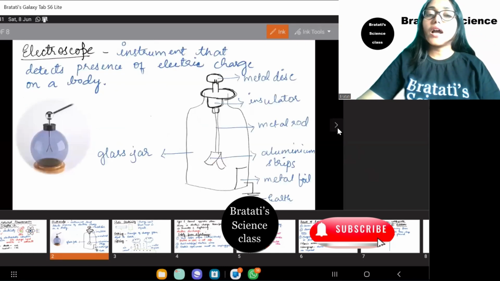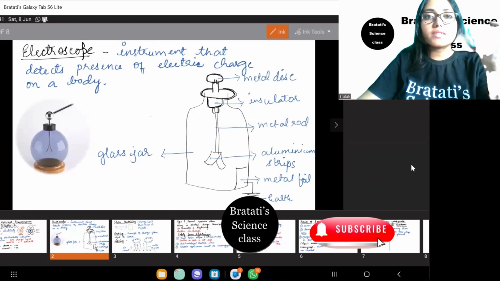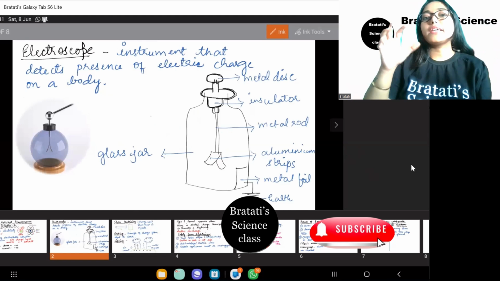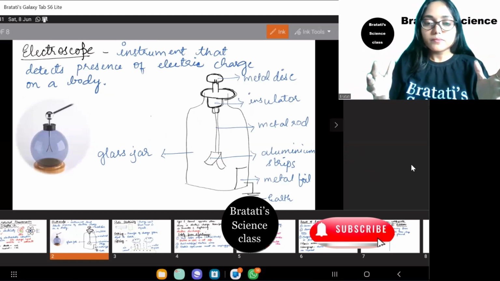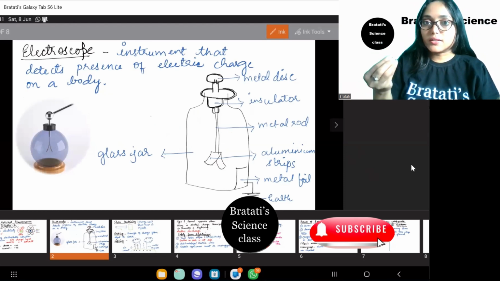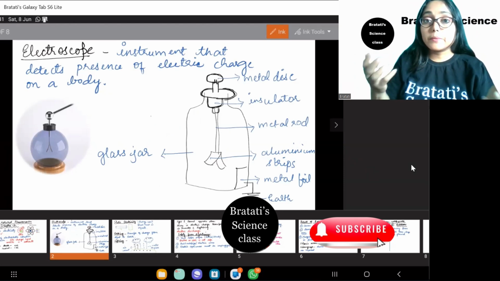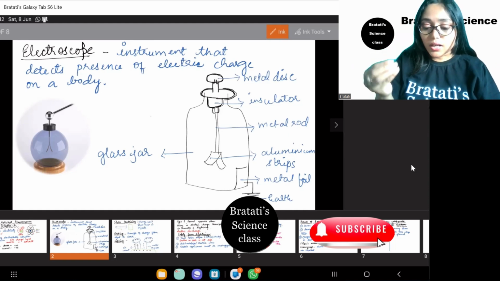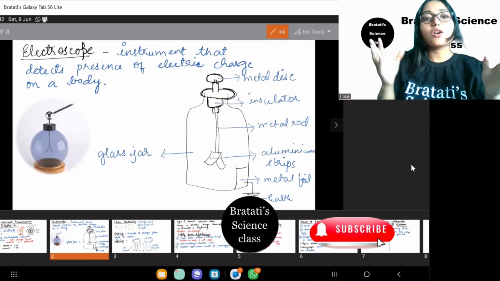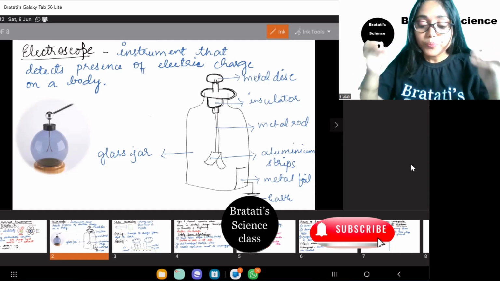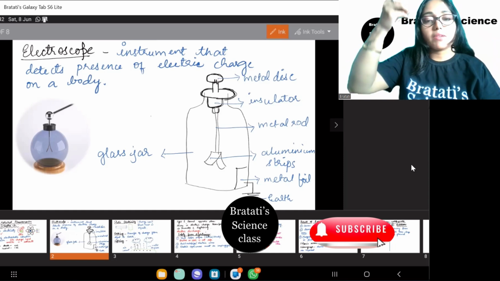Now we are moving to the instrument that detects even the very minute presence of electric charge in a body. It is easy to make at home. You need a clear glass jar. You need metal, it can be brass or any other easily available metal that goes according to your budget. You need an insulator and aluminum foil, because we can take gold leaf for the laboratory experiment, but at home it's enough to have a metal disc and a metal rod.